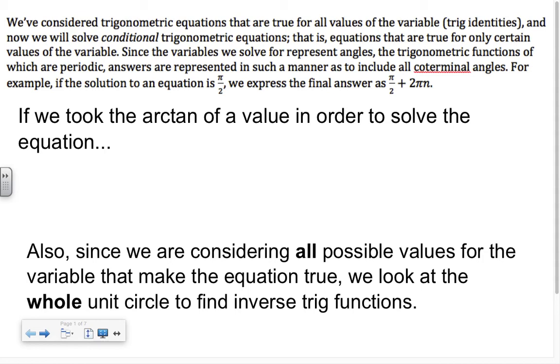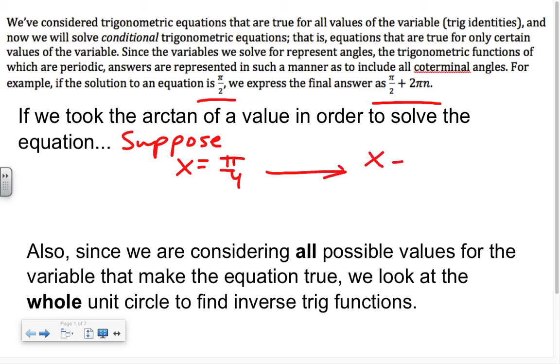So, for example, I told you in this paragraph that if I solve an equation and get that x equals pi over 2, I would express my final answer, if it was a sine or cosine equation that I solved, as pi over 2 plus 2 pi n. If we're solving a tangent equation, because the period of a tangent is 1 pi, I would write the equation differently. So suppose I solve a tangent equation and I get that x equals pi over 4. My answer would be rewritten as x equals pi over 4 plus pi n to indicate all of the possible solutions for that equation.